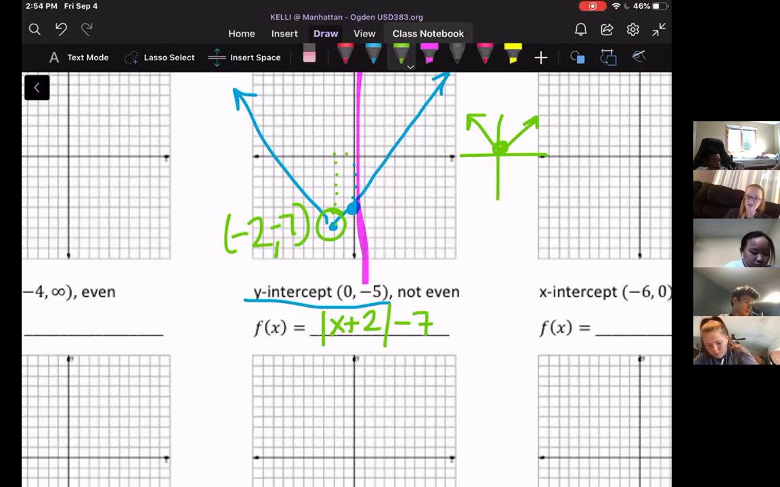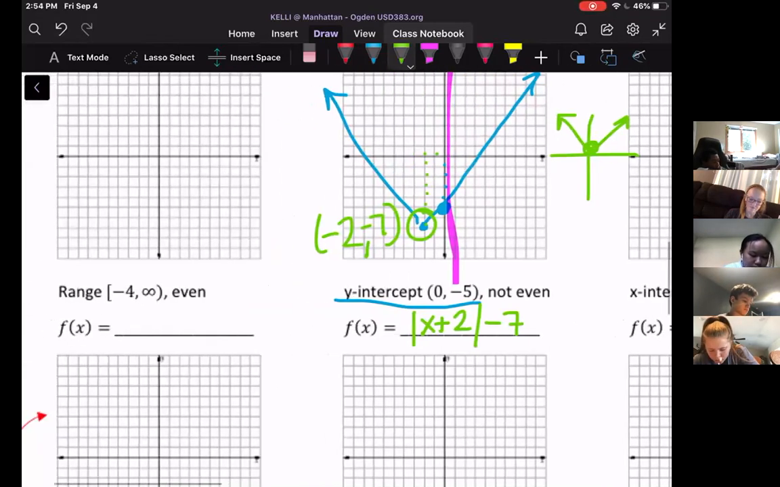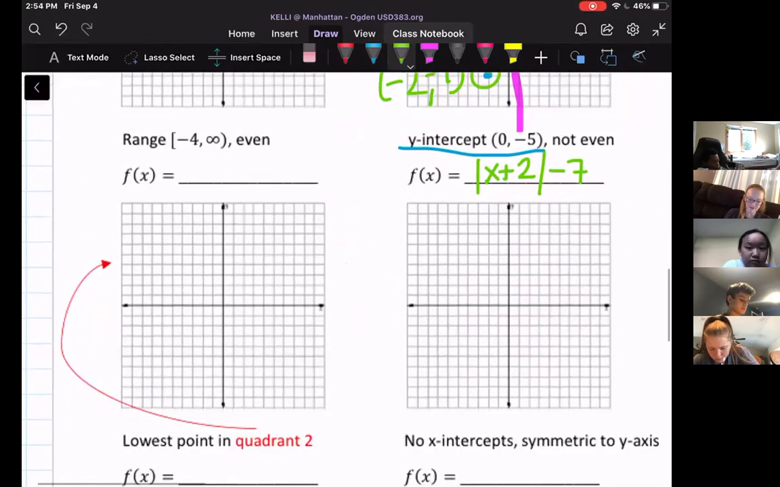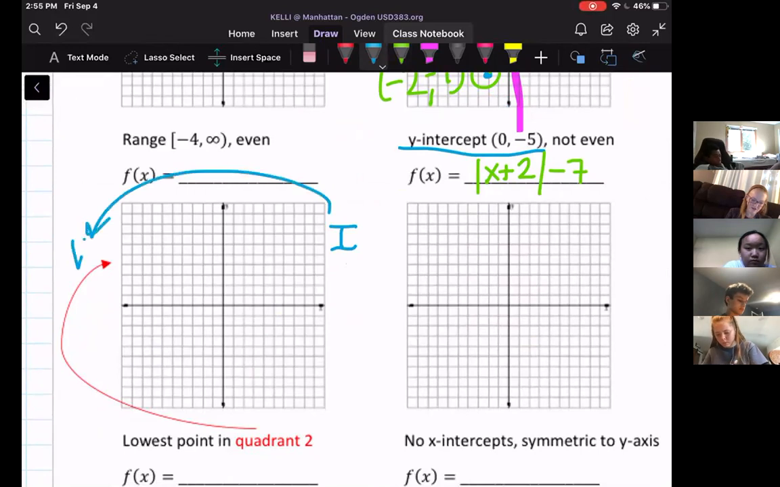I had a lot of questions from you and my other classes about this bottom left one. What does it mean if the lowest point is in quadrant 2? Well, first you have to remember what the quadrants mean, like which quadrant is which. Quadrant 1 is this top right quadrant because X and Y are both positive. Then it goes around this way. So this is quadrant 2, this is quadrant 3, this is quadrant 4.